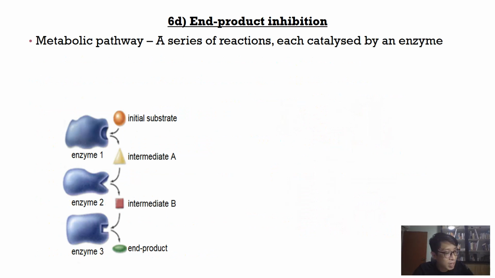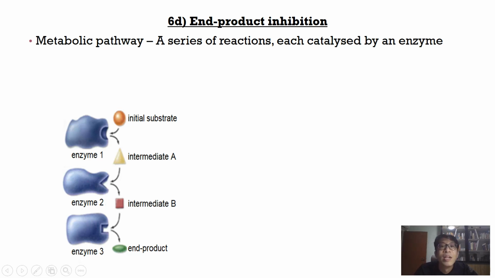Before we look at the end product inhibition, we need to look at what is a metabolic pathway. A metabolic pathway is a series of enzymatic reactions, each catalyzed by a different enzyme. As you can see in the example given in the notes, which I have here, this is a metabolic pathway that includes 3 enzymes. The first enzyme catalyzes the formation of intermediate A from the initial substrate. The product of the first enzyme becomes the substrate of the second enzyme, and so on, until eventually the end product is formed.